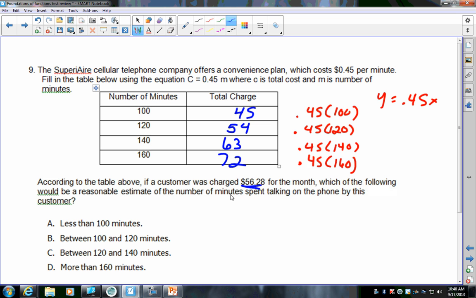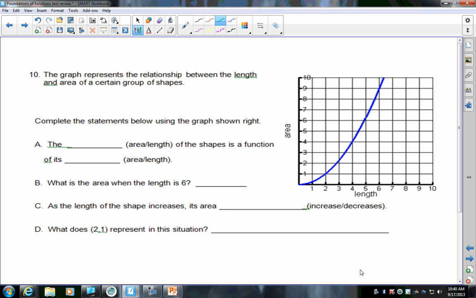$56.28, which of the following would be a reasonable estimate? Okay, well, let's see. $56 is in between these two amounts right here, which would mean it'd go in between these two, which is in between 120 and 140. So your answer should be C. Number 9. Number 10. Try again. If you haven't done it, pause the video and come back and see how you do.